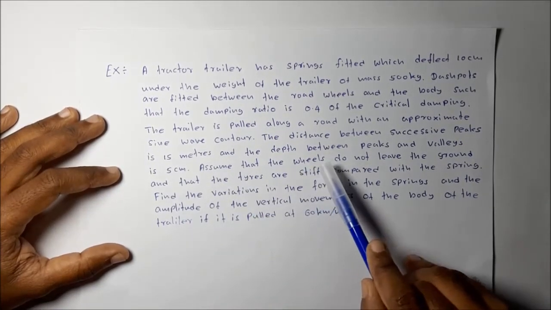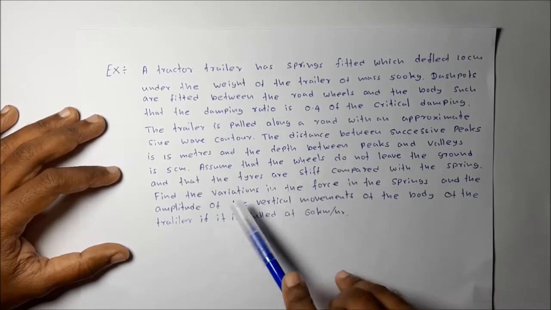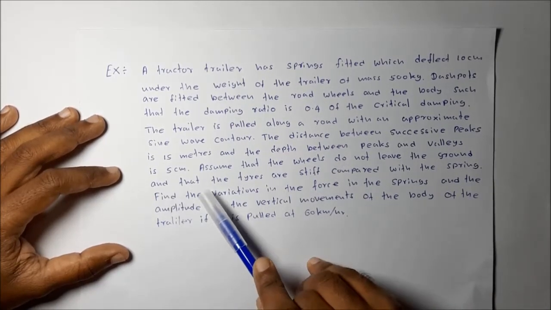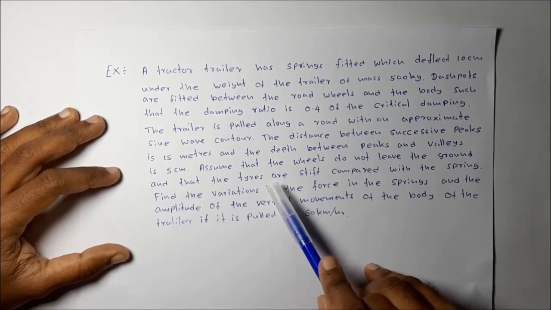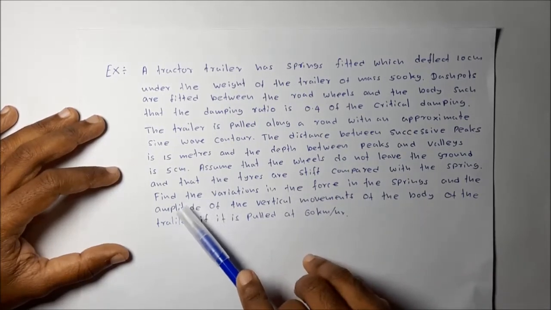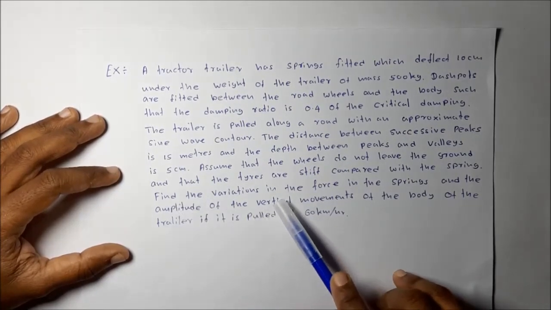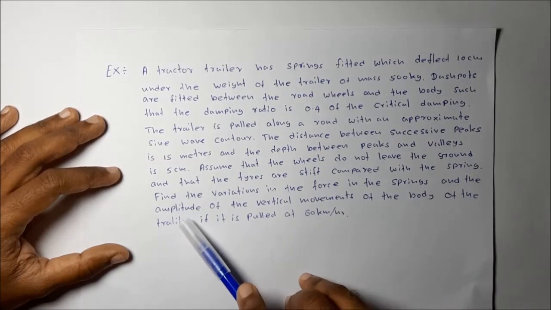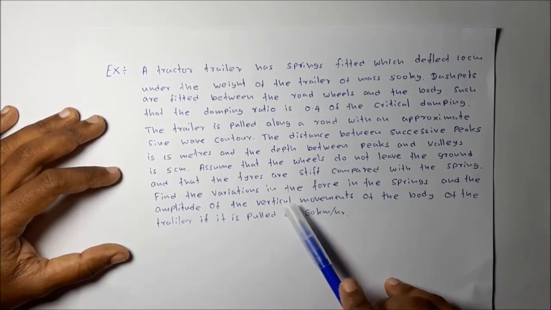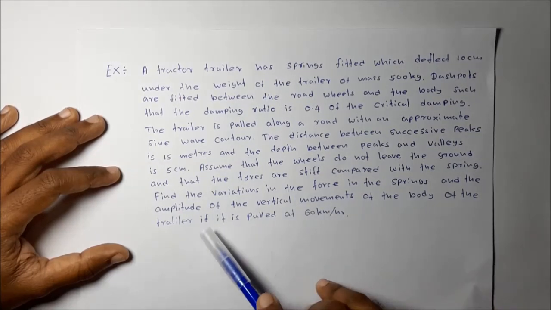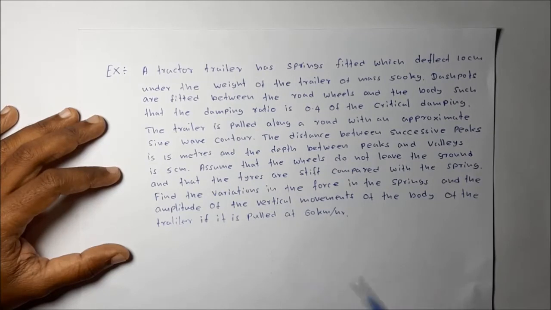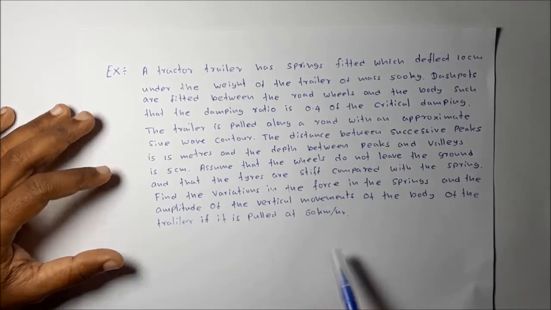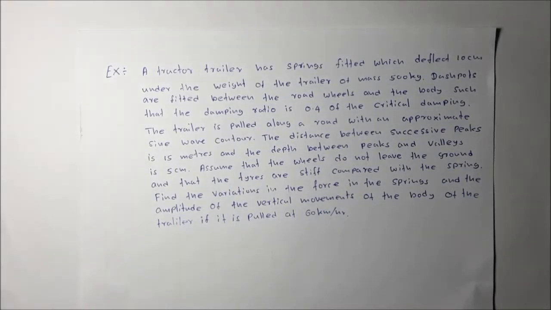The distance between the successive peaks is 15 meters and the depth between the peaks and valleys is 5 centimeters. Assume that the wheels do not leave the ground and that the tires are stiff compared with the spring. Find the variations in the force in the springs and the amplitude of the vertical movements of the body of the trailer, if it is pulled at 60 km per hour. Okay, this is the example problem we are going to discuss.